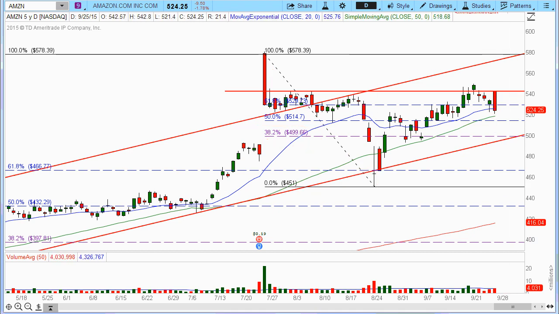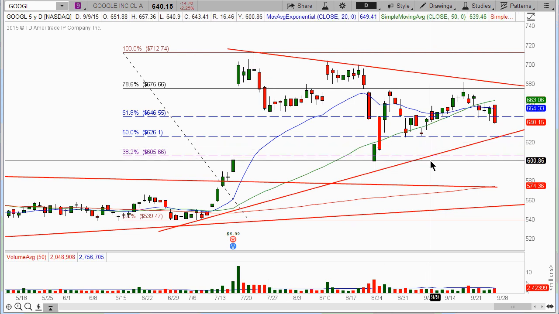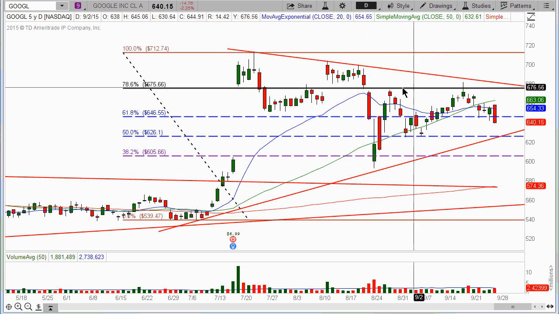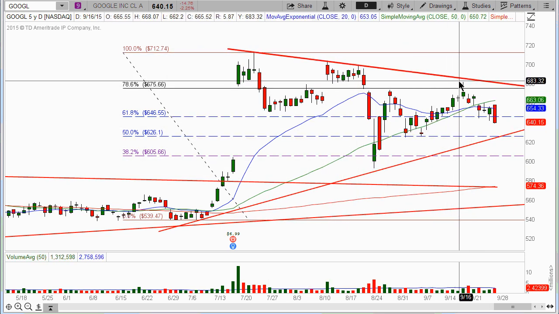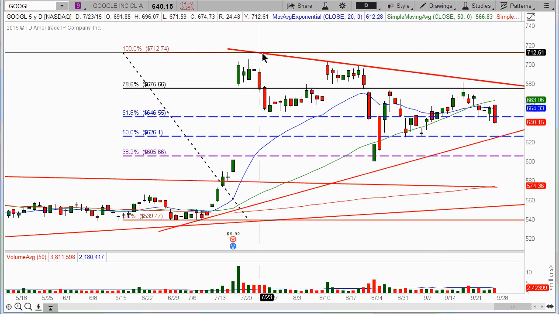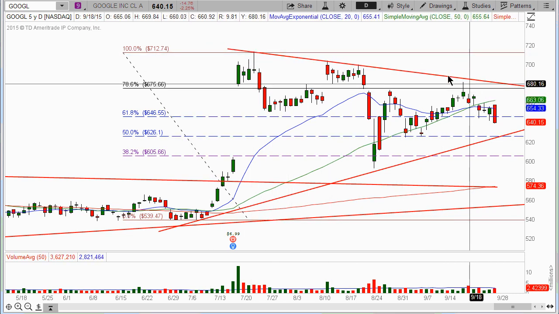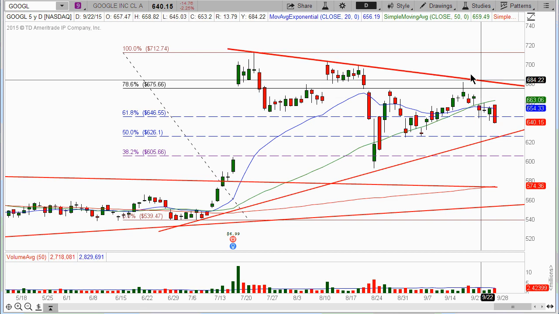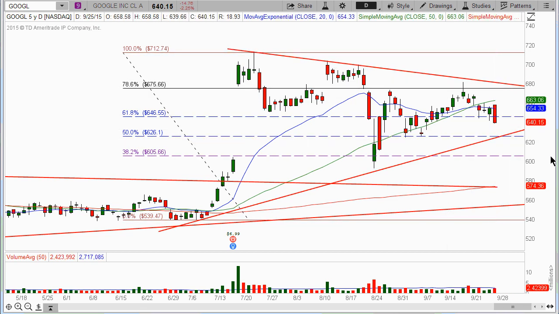Okay. Then Google has been kind of trying to get back to the all-time high here on this 712. Seems to be on this little triangle here. So right now we're basically looking at this level here, which is also the 50% retracement, 626. So if we come back down here and then we get another bounce, we get up to this 680.